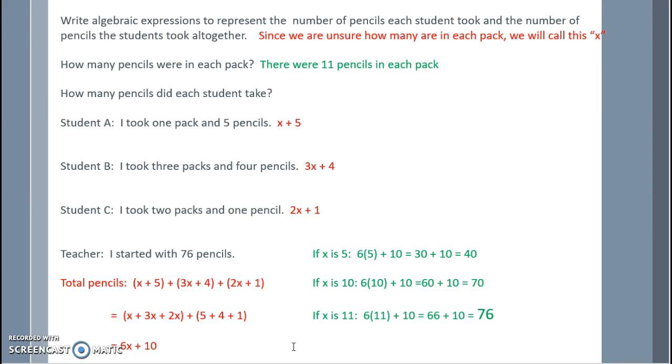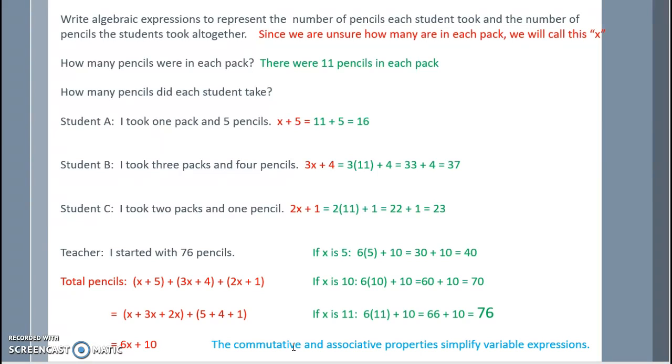Let's go ahead and substitute 11 in for each x so we can determine how many pencils each student has. So 11 plus 5 is 16. 3 times 11 plus 4 gives us 33 plus 4, so 37 pencils. And student C had 2 times 11 plus 1, so 22 plus 1 for 23 pencils. The commutative and associative properties simplify variable expressions for us.